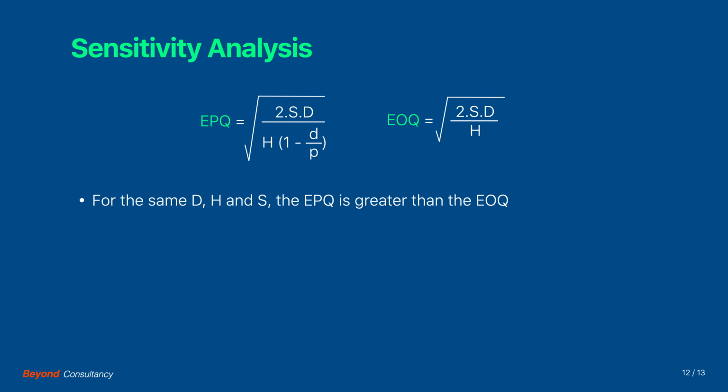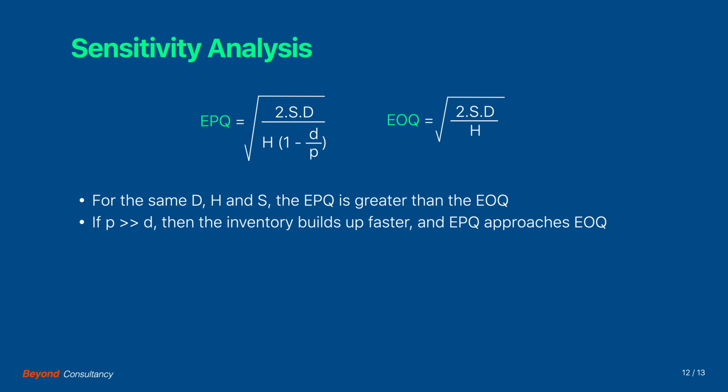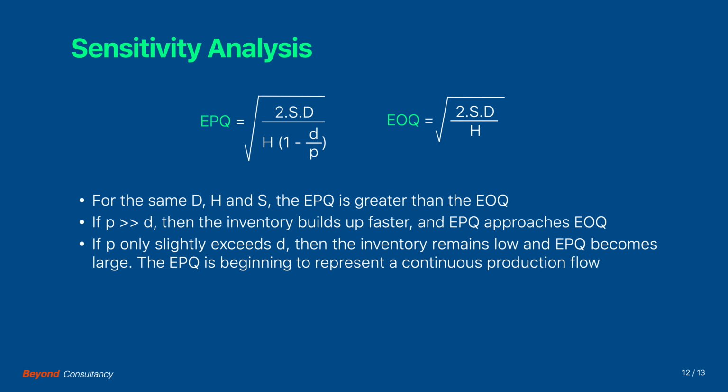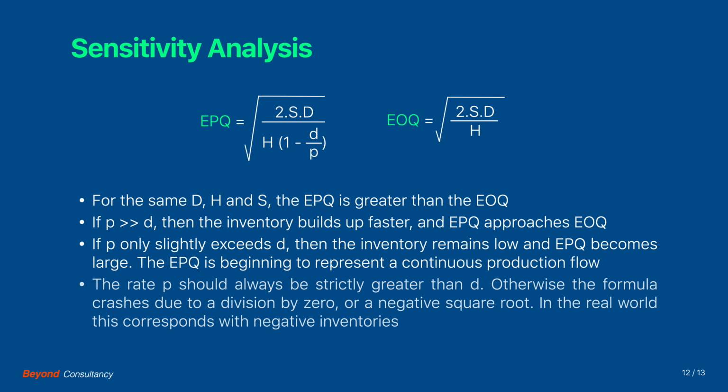As we learned from the graphic analysis, for the same D, H, and S, the economic production quantity is greater than the economic order quantity. If P is much larger than D, then the inventory builds up faster and the EPQ approaches EOQ. If, on the other hand, P only slightly exceeds D, then the inventory remains very low and EPQ becomes large. It begins to represent a continuous production flow. Note that the rate P should always be strictly greater than D, otherwise the formula crashes due to a division by zero or a negative square root. In the real world, this corresponds with negative inventories.